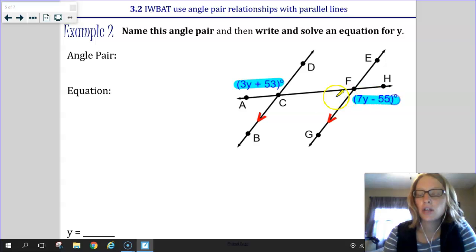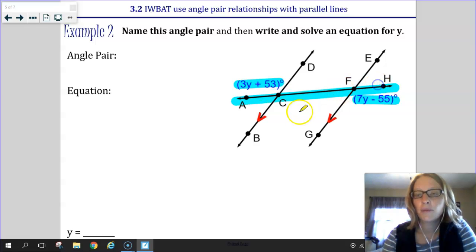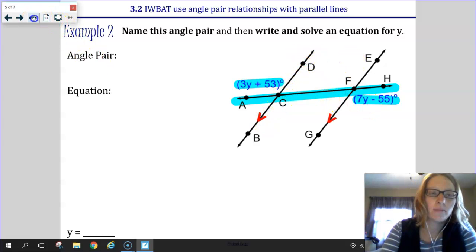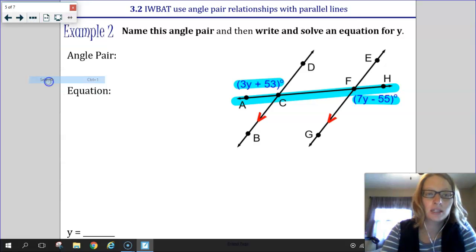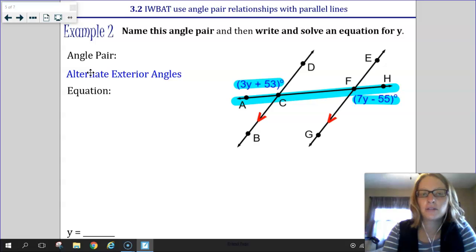These two angles are on alternate sides of my transversal. Notice my transversal is here with my two parallel lines shown by the red arrows. The two given angles are on opposite alternate sides of the transversal, and they are outside of the parallel lines. So therefore, the pair of angles that I am looking at in this problem, example 2, are alternate exterior angles.